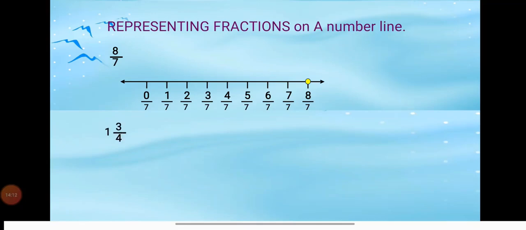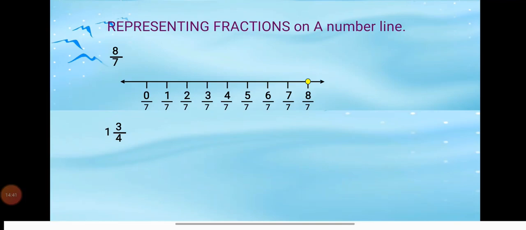Now here you have a whole number which is 1, and you have a fraction 3 upon 4. Can you think and tell me what kind of fraction is this? Yes, it is a mixed fraction. Very good, children. Now let me tell you quickly that whenever you have a mixed fraction, you have to first convert it into an improper fraction.